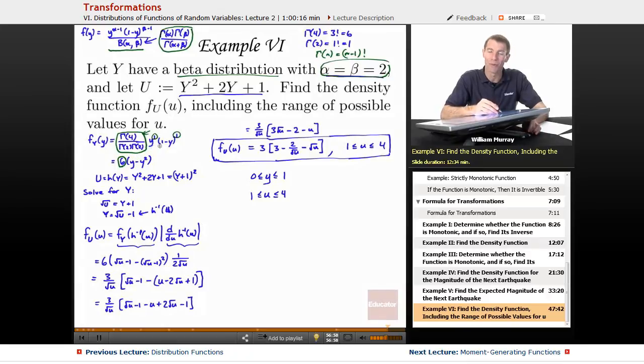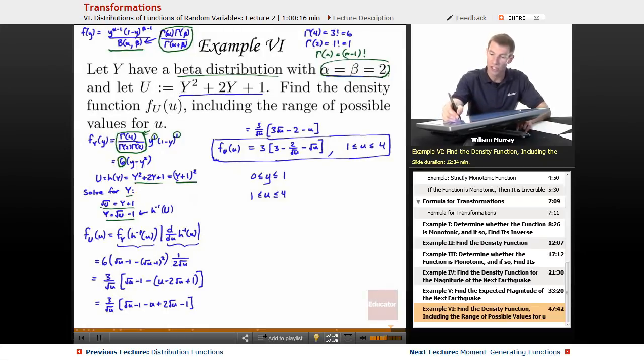And if I multiply the y through, I get y minus y squared. And so if I now try to solve u equals h of y to find the inverse function, the convenient way to write that was (y plus 1) squared. And then I wanted to solve it for y. So I took the square root of both sides: root u equals y plus 1. So y equals root u minus 1. Now I've solved for y in terms of u. So that right there is h inverse of u, and that's kind of the key ingredient to our transformation formula.